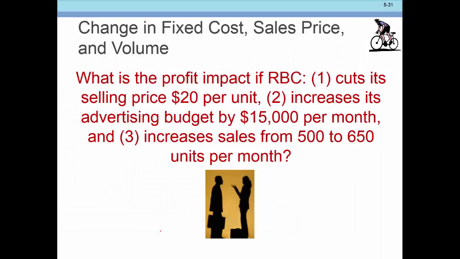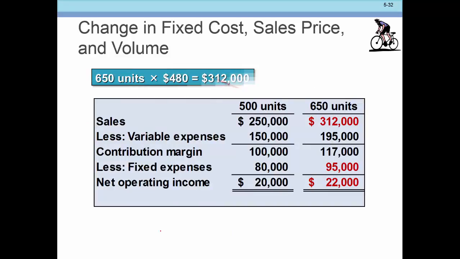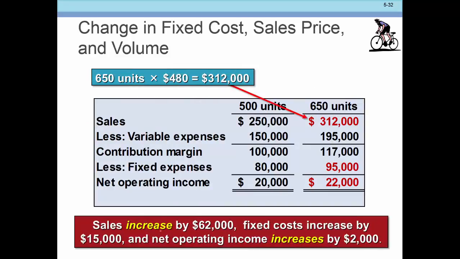Okay. Let's see what happens if I cut my selling price $20 per unit, increase my advertising budget, and now I'm going to have a pretty nice jump in the amount of units that I sell. Let's see if that helps out. And again, the takeaway from these examples is simply what? Using the contribution format to the financial statements.